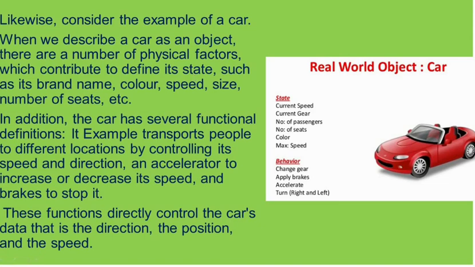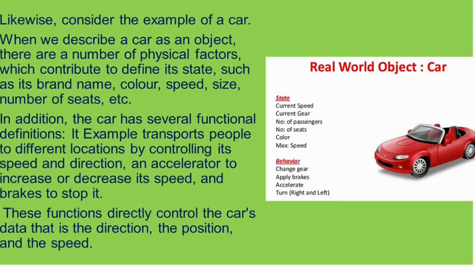And this is how in object oriented programming we define the different objects: by defining its state, its attributes, then giving a value to that attribute, and finally giving some functions to it. Now in addition to all these things, the car has several functional definitions. For example, it transports people to different locations by controlling its speed and direction. So transporting people is a function. Yes, it is a behavior.